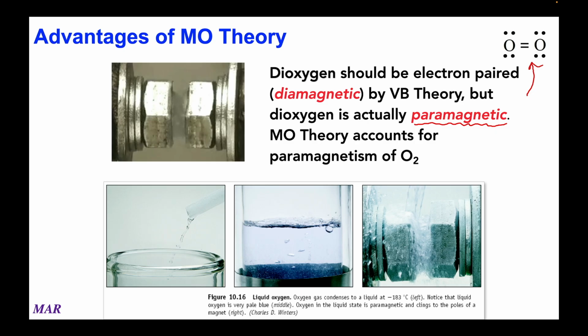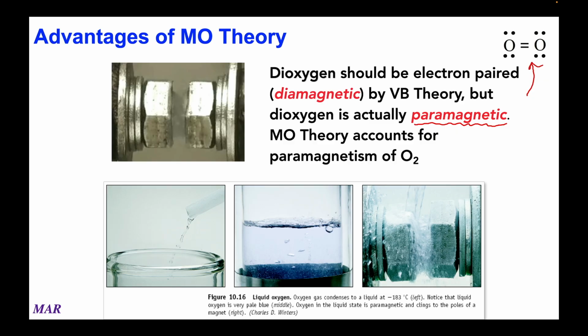Now, the Lewis structure, VSEPR geometry, valence bond theory, they all predict that O2 would be diamagnetic. And in reality, O2 is very paramagnetic. So you can see right away then there's some problems with the valence bond theory. It's really good for most of the things, but it's not perfect.